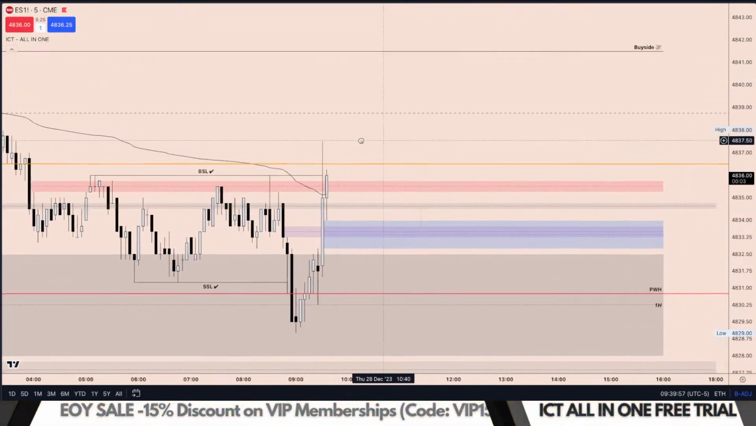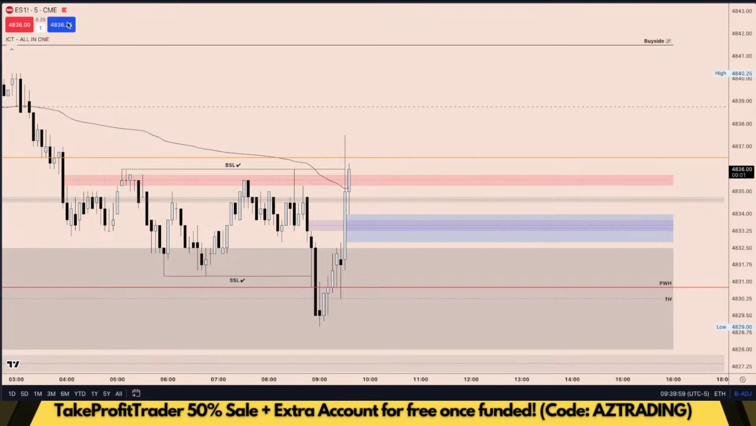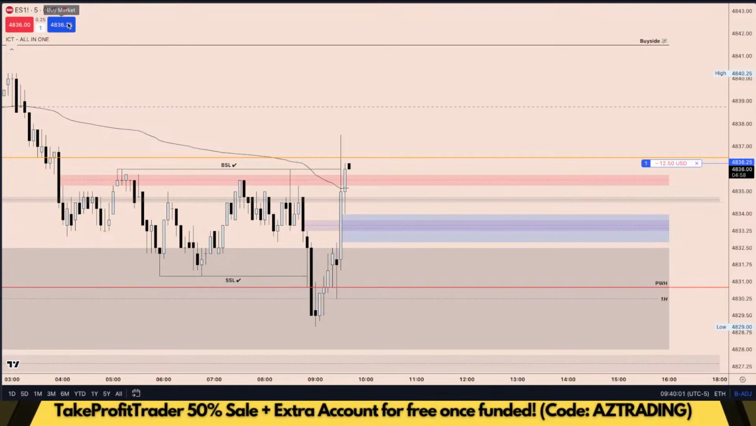Looks like we're going to close above our bearish fair value gap, and we open with a volume imbalance. Let's see how we would play this. This is just my first scale in. We close right here at this old high, at this old buy side.